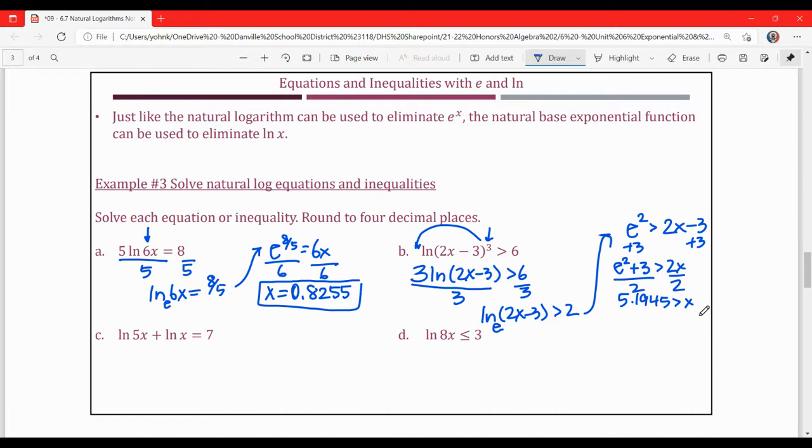But it's always a good idea to have the letter on the left side. And when I switch sides, I have to switch the way the inequality points as well. So there is my answer: x is less than 5.1945.